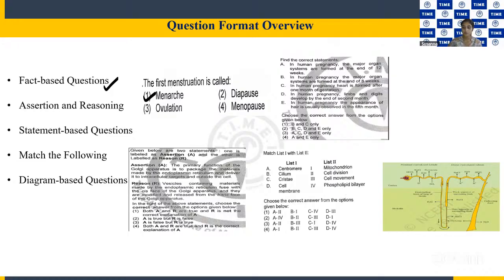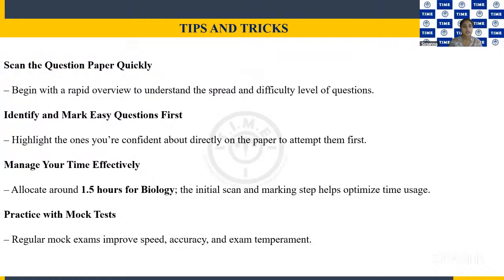Then we'll go on to the next slide. Next are the tips and tricks that you need to keep in mind while attempting your question paper. First point is scan the question paper quickly. As soon as you get your question paper, you need to read through it. You need to understand what you are going to do in the coming 3 hours, right?